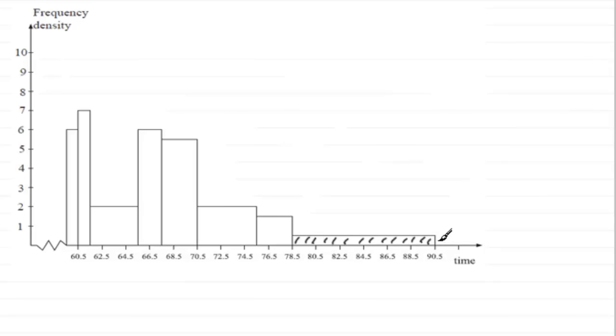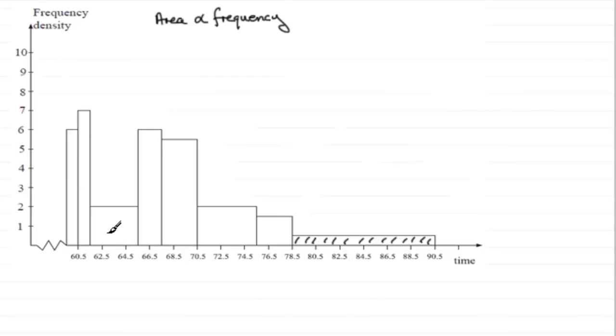Now, we know that in total there's 140 runners, and we should know that the area of each of these bars, if we were to add them up, is proportional to the frequency. So you've got to be very careful there. The area is proportional to the frequency. We mustn't make the mistake of thinking that the area of the bar gives us the frequency.